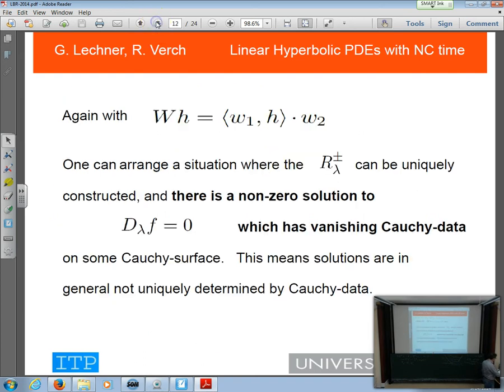And okay, there's another related example again, where you are in this situation that you have the advanced and retarded fundamental solutions, and there's a non-zero solution which has vanishing Cauchy data on some Cauchy surface. That means in this case, even if the Cauchy problem could be solved, it wouldn't be unique. So solutions wouldn't depend uniquely on the Cauchy data.